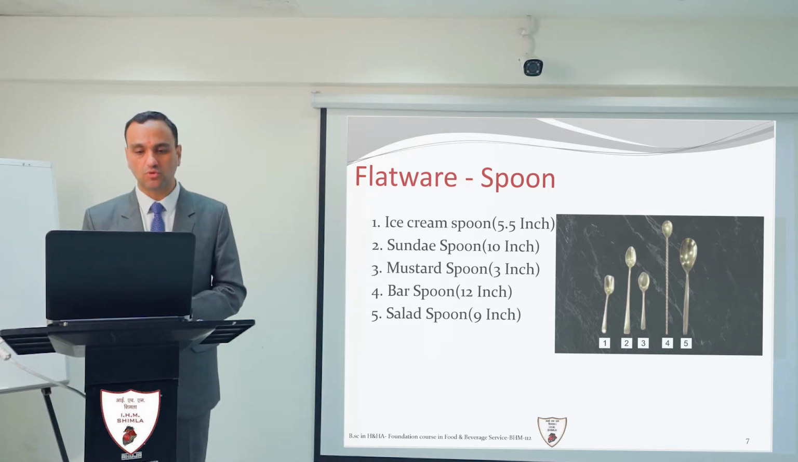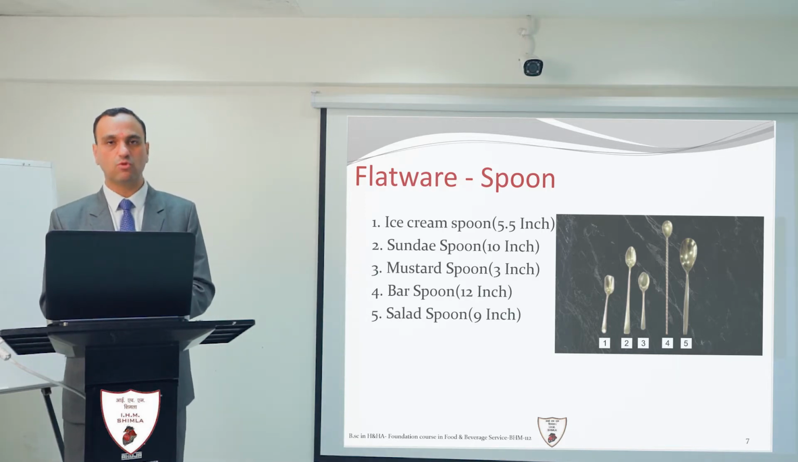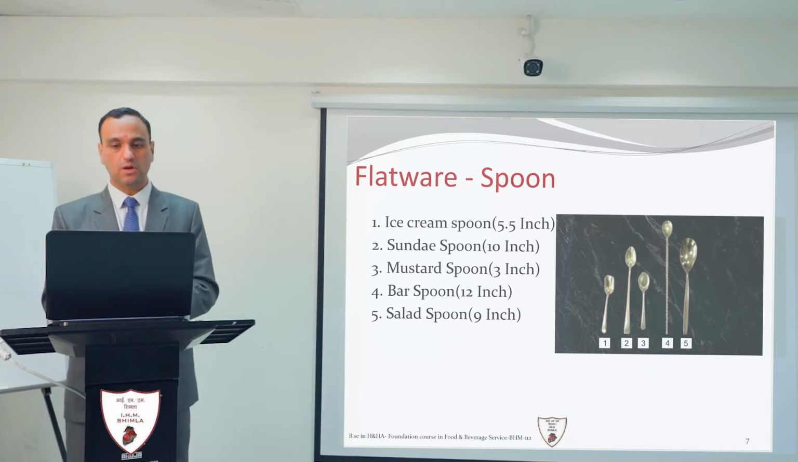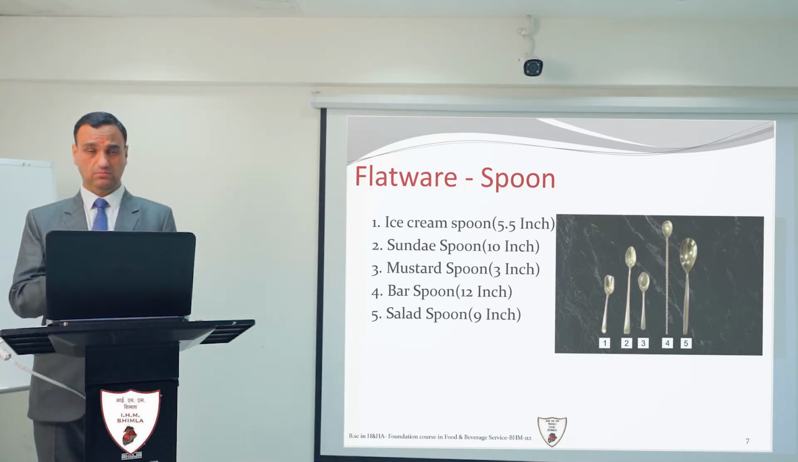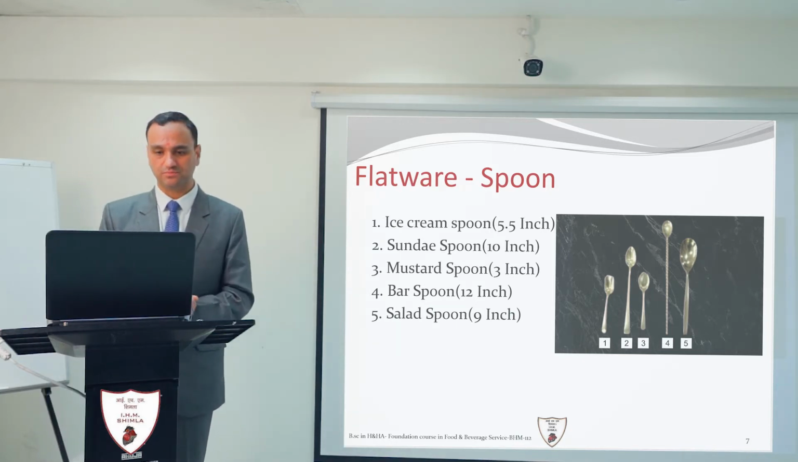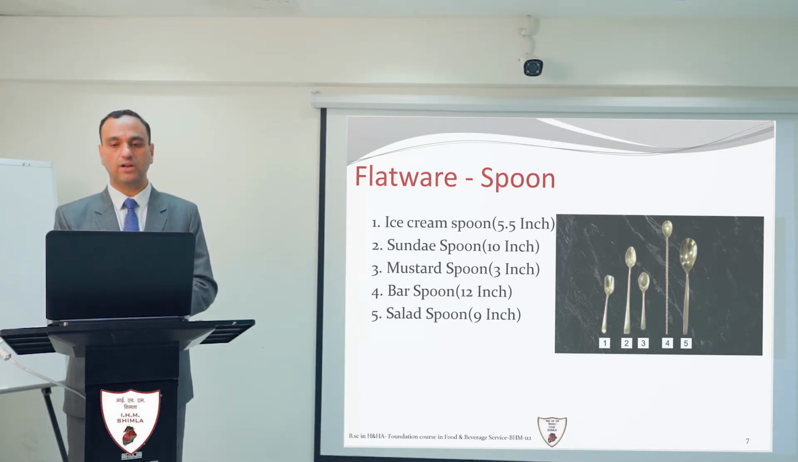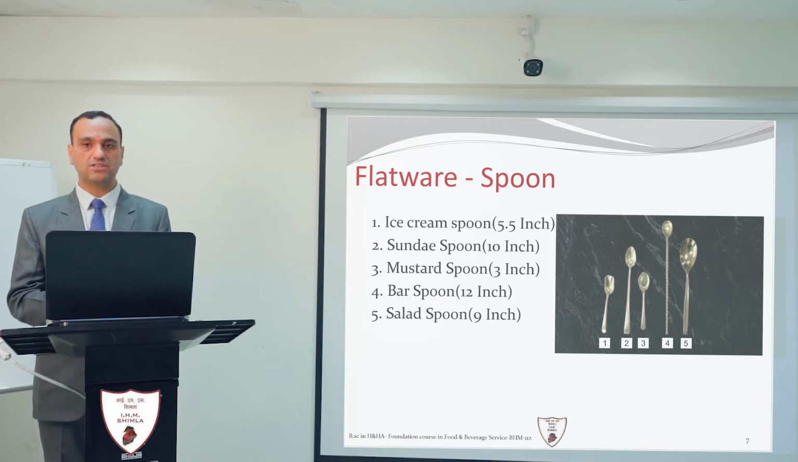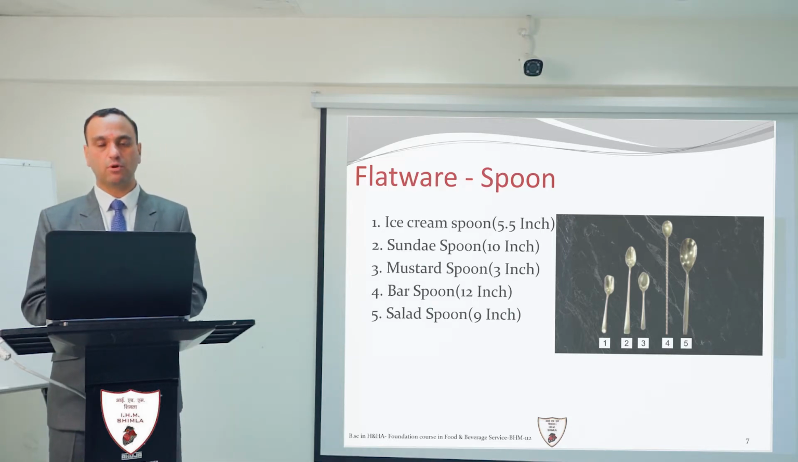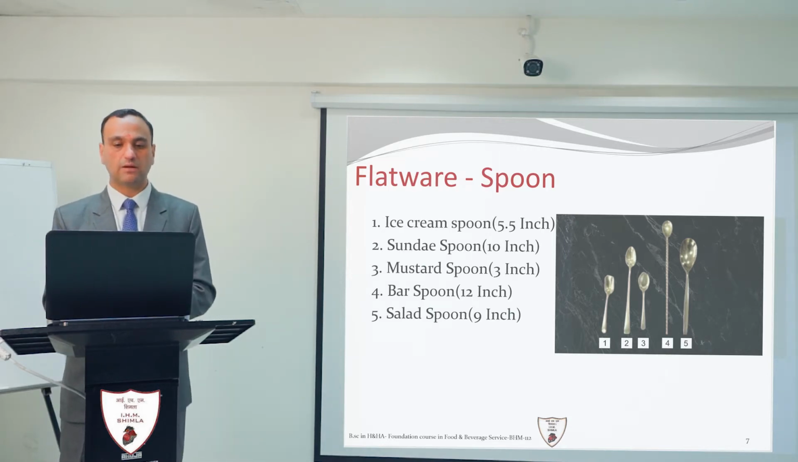Next is mustard spoon. Mustard spoon is a very small spoon like the espresso spoon, but it's a little different from that. The size for that spoon is 3 inches, and mustard spoon is for the mustard sauce we provide along with the food item. It is an accompaniment. So at that time we provide that mustard spoon to serve that mustard sauce.